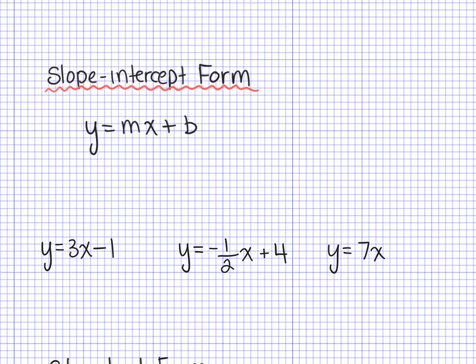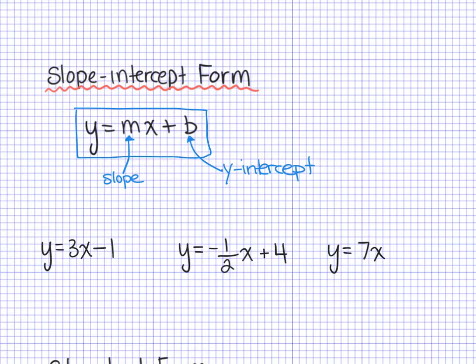So the first way we learn is called slope-intercept form. And it looks like this. It's probably the most common one. And we say y = mx + b. So it's called slope-intercept form because we can easily identify the slope, which is this m variable, and the y-intercept, which is this b variable.